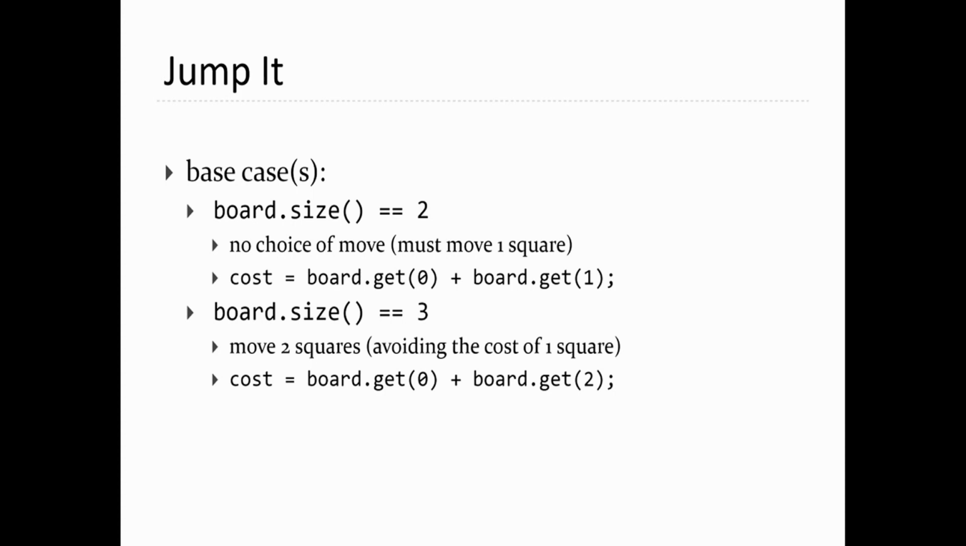Now, if your board size is 3, you should always avoid stepping on the middle square, because there's no point. You're just going to incur a higher cost because you can jump straight to the solution anyway. So if your board size is 3, you just move 2 squares. And now your cost is whatever the cost is of your current square plus the cost of the final square.